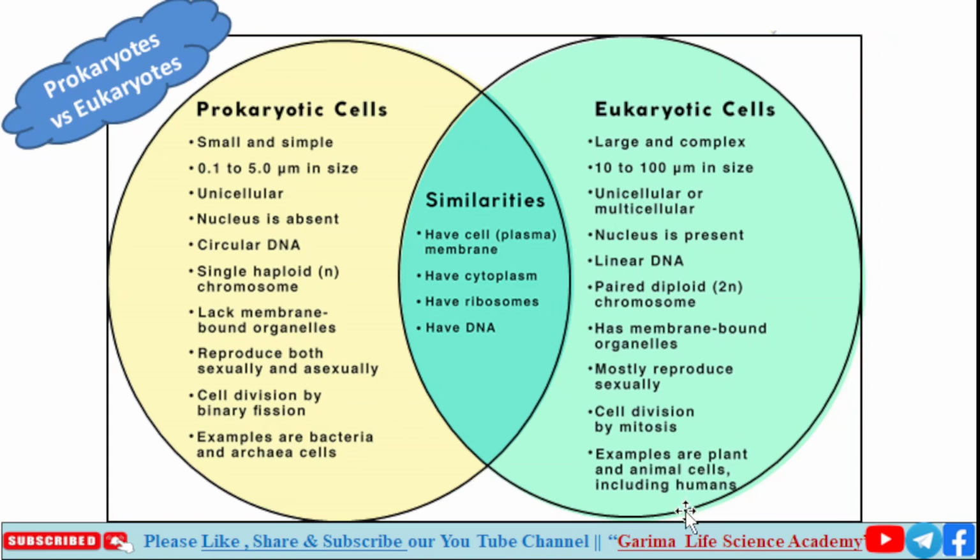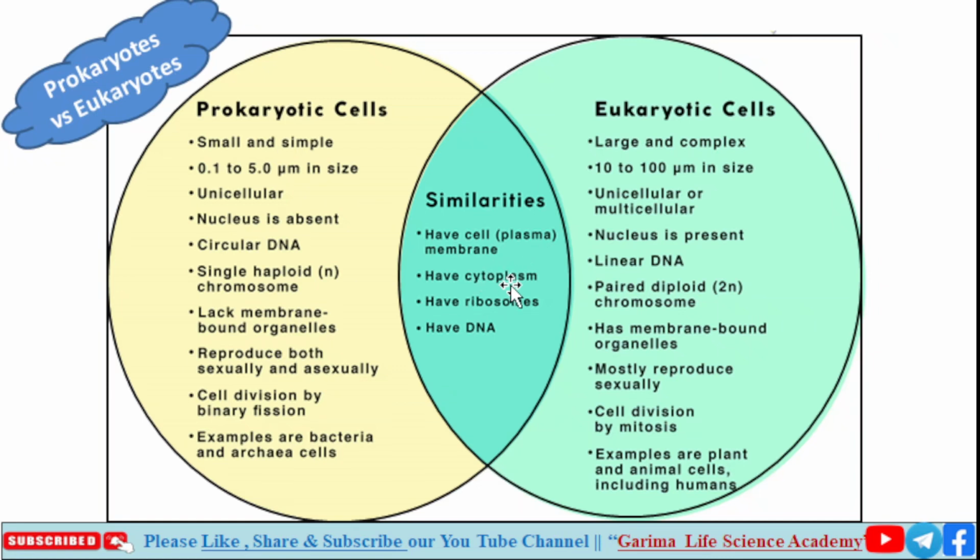These are examples of eukaryotic cells. And what are the similarities between prokaryotic cells and eukaryotic cells? There are some similarities. The first one is that both have a cell plasma membrane. Both prokaryotes and eukaryotes have a plasma membrane. It is a common similarity between eukaryotes and prokaryotes.